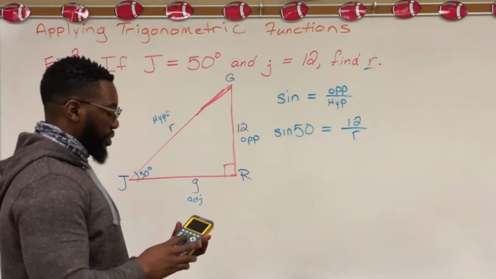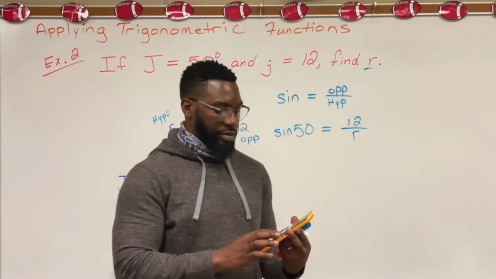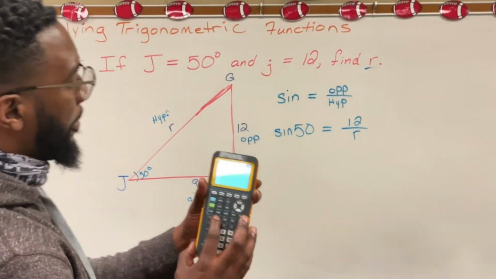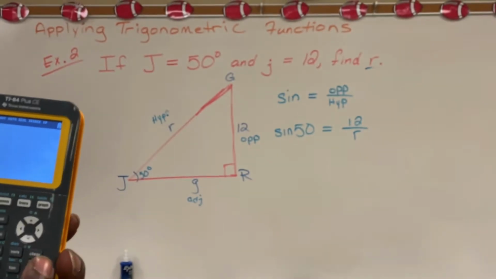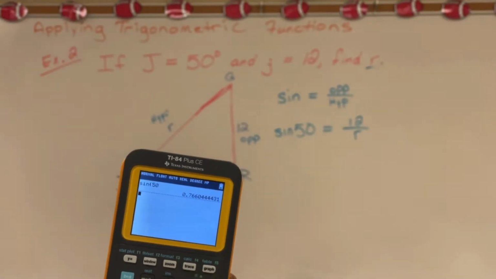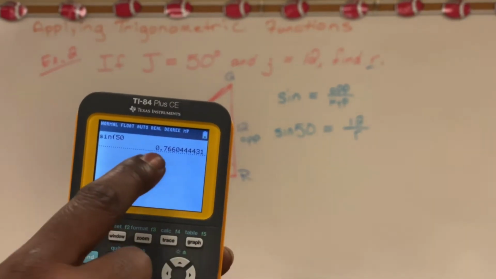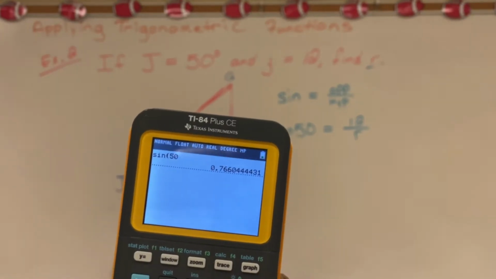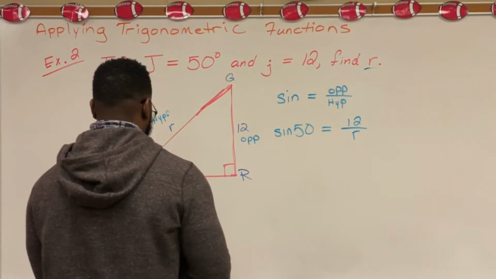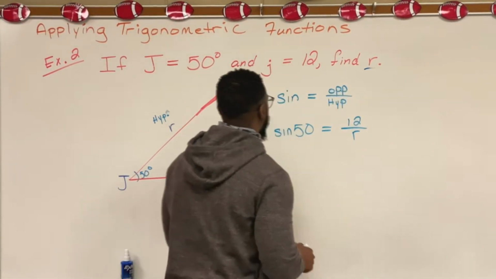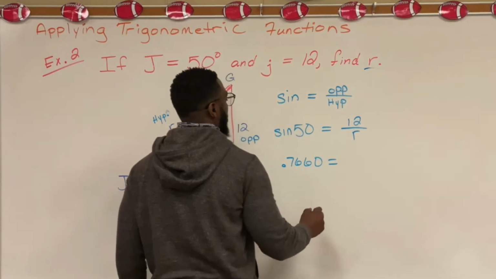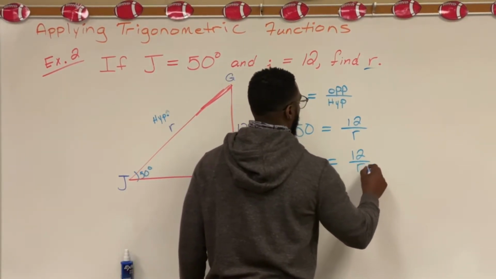Once again, we're going to use our calculators. We're going to say sine 50. It's going to give us a long decimal. We're going to take the first 4 digits behind the decimal. So basically, we're going to say 0.7660. So sine of 50 is 0.7660 equals 12 over R.